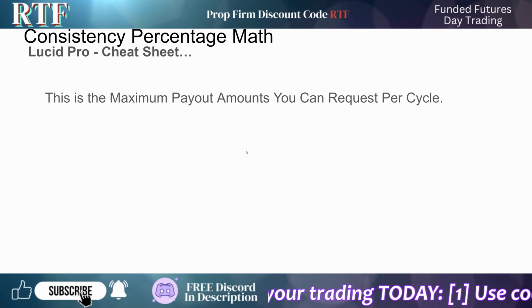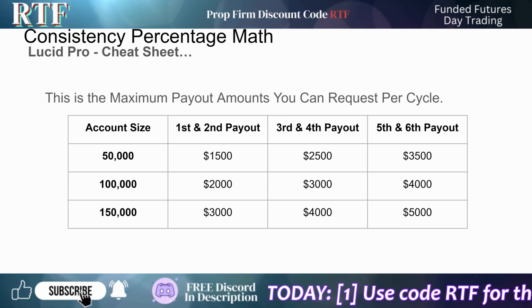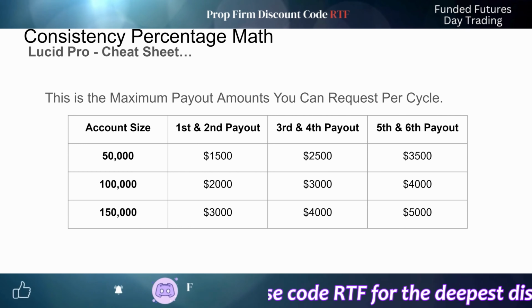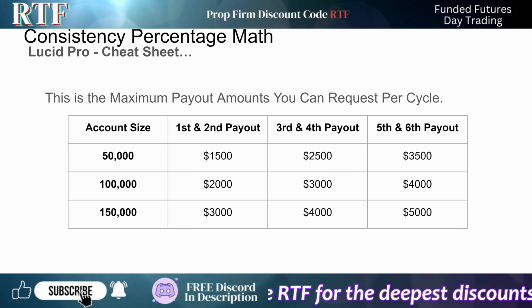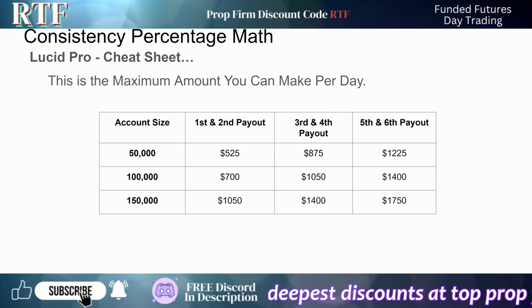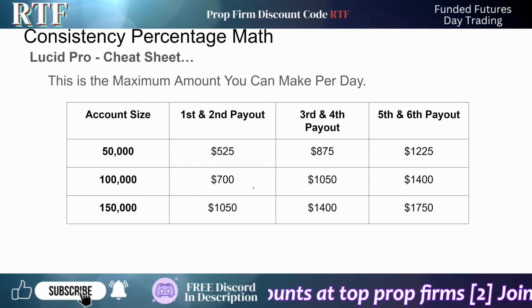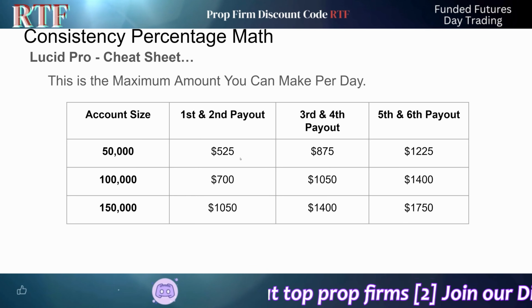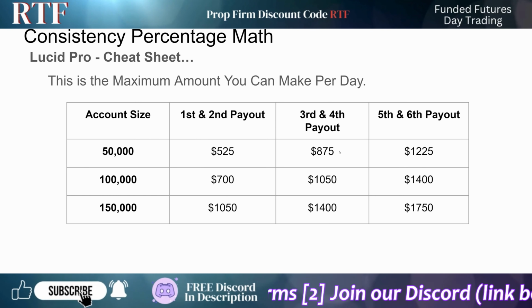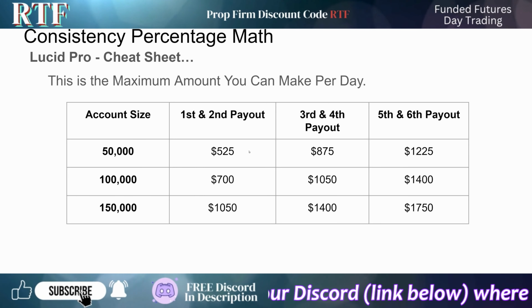Okay, so let's start here first, and bear with me, and I'm going to show you what I mean. This is the maximum payout amount that you can request per cycle according to their website. So in the Pro account, you have $50,000, and your first and second payouts are capped at $1,500. The third and fourth payouts are capped at $2,500, and etc. You can see the rest of the chart. And then this would be the maximum amount that you could make per day with a 35% consistency target, right? So $50,000, your first and second payouts, the maximum that you could make in a day would be $525 if you were trying to get the payout in the least amount of time. For the third and fourth payout, it would be $875. The fifth and sixth, it would be $1,225, and so on and so forth, right?